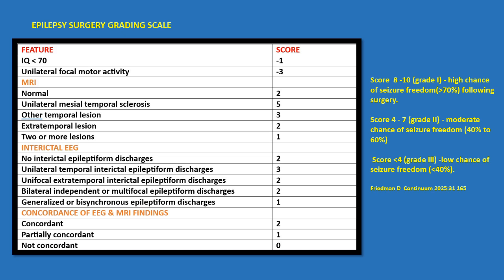A score of 4 to 7, or grade 2, indicates a moderate chance of seizure freedom, 40 to 60%, and a score of less than 4, or grade 3, indicates a low chance of seizure freedom, less than 40%.